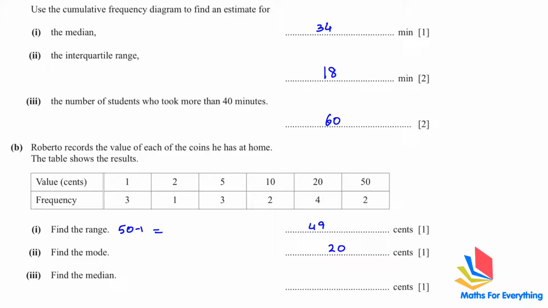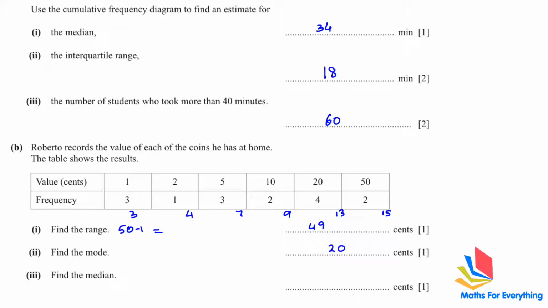Find the median. To find the median, let's add these numbers and make it into a cumulative frequency table. 3 plus 1 is 4. 4 plus 3, 7. 7 plus 2, 9. 9 plus 4, 13. And 13 plus 2, 15.